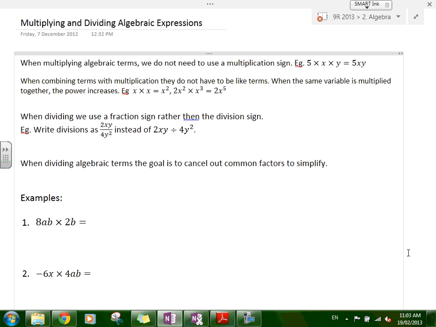Okay, we're talking about multiplying and dividing algebraic terms, expressions. When we're multiplying, you don't need to write a multiplication sign, obviously. We don't do 5 times x times y. At this stage, we're just dropping those, 5xy. That's what it means: 5 multiplied by x multiplied by y.